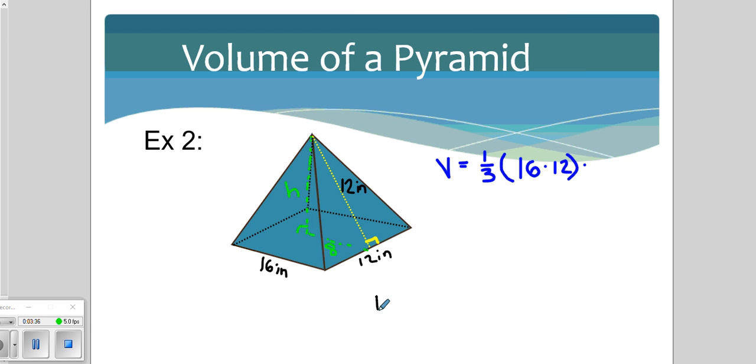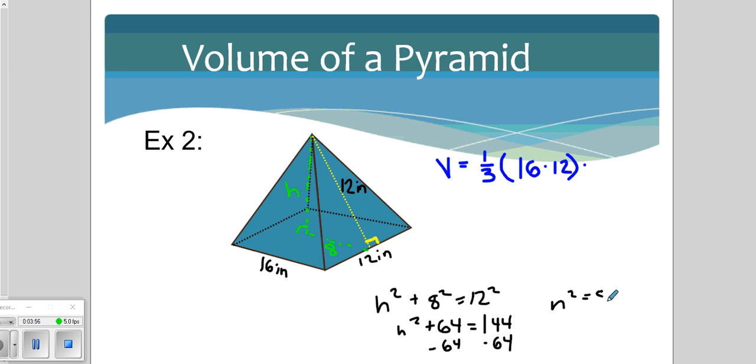So I would do h squared plus 8 squared equals 12 squared. Evaluate, so h squared plus 64 equals 12 squared is 144. Find the difference. So h squared is 80. And root both sides. So that's our height. Our height is root 80. And ideally, we try to only round once, so I'm just going to plug that right there. Use that as my height. And then key in the whole thing. So typing it into my calculator as I speak.